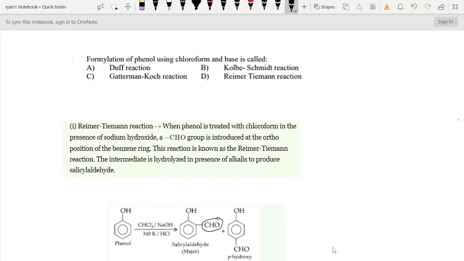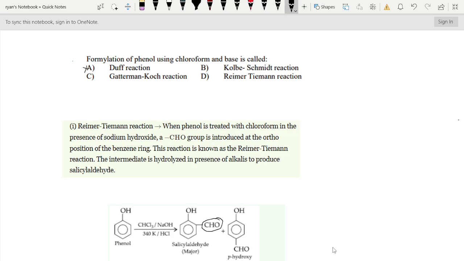This question is also from the 2020 Kerala SET examination. Here the question is: formylation of phenol using chloroform and base is called? Here four options are given. From these four options we have to choose the correct one. Therefore here the first one is the Duff reaction. Duff reaction, that we know is the hexamine aromatic formylation reaction. This formylation reaction is used in organic chemistry for the synthesis of benzaldehyde. Therefore according to the question, this option is wrong.